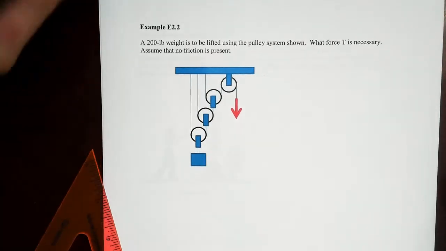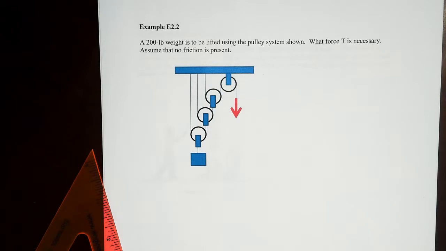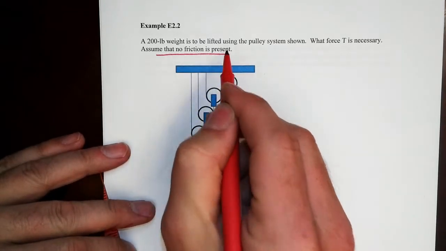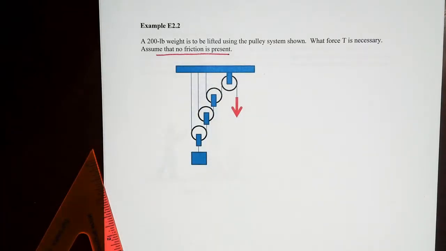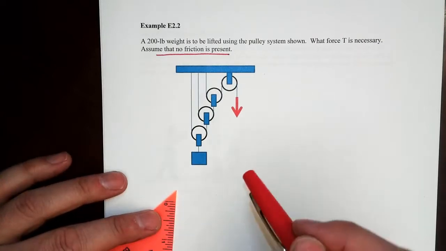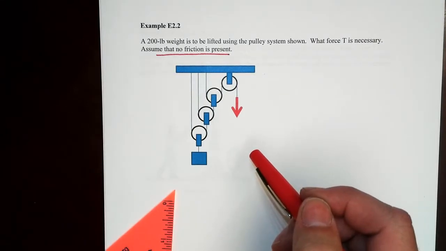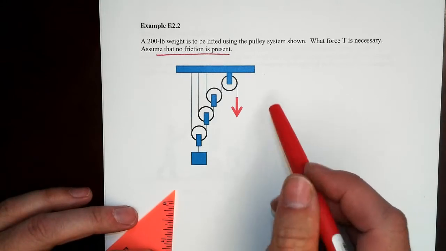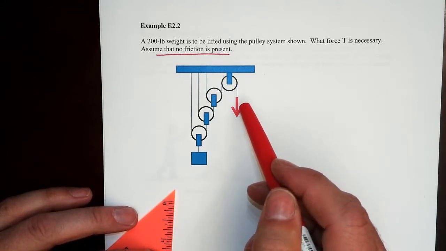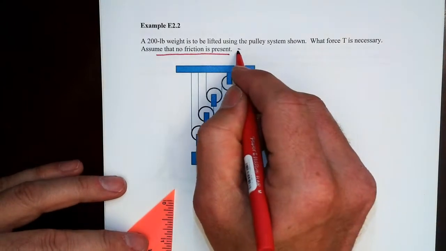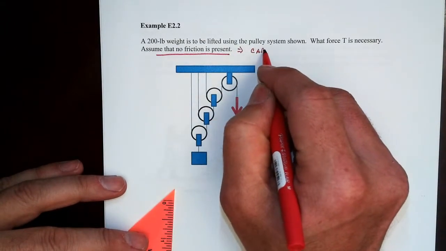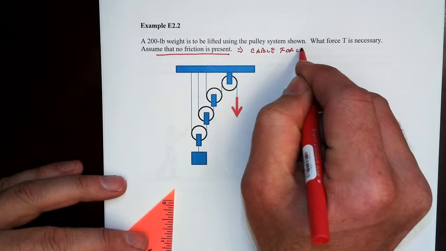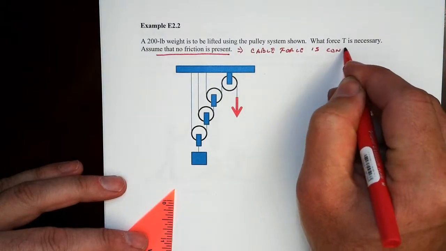Okay, in this example we are going to take a look at assemblages of pulleys. A big key thing here is that we're going to assume no friction present. That is not necessarily always realistic, but it's not too bad either, and it does help things quite a bit. The other thing we have to recognize is that with no friction present, one of the implications is that the cable force is constant along its length.